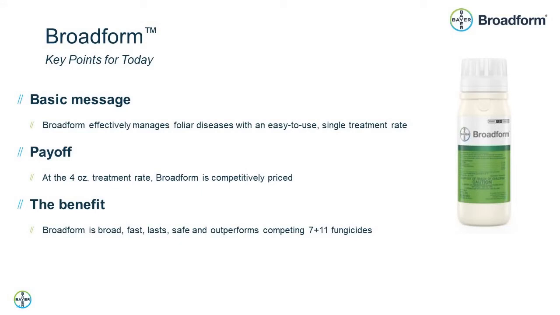So let's bring this 10-minute take to a close. As a final word, here's a recap of what we've just gone over. First of all, Broadform effectively manages foliar diseases with an easy-to-use, easy-to-remember single-use rate. Secondly, at that easy-to-use rate of 4 fluid ounces per 100, Broadform is very competitively priced. And thirdly, the benefit to you and your crops is a broad-spectrum, long-lasting, fast-acting, crop-friendly 7-Eleven fungicide combination that performs at the top of its class. I think you're going to be very happy with this product once you try it.